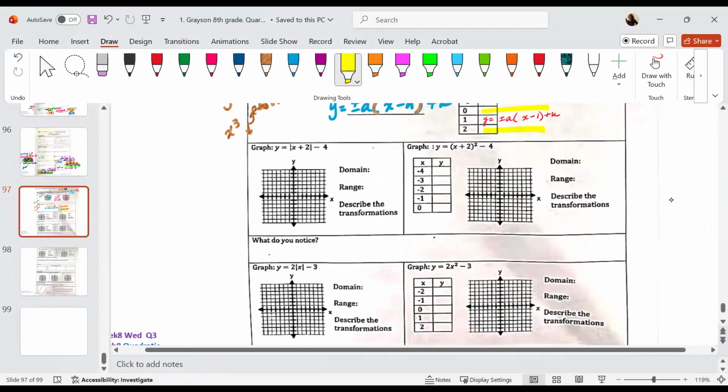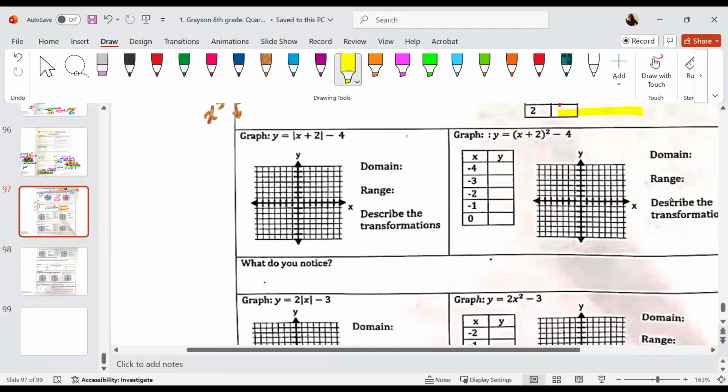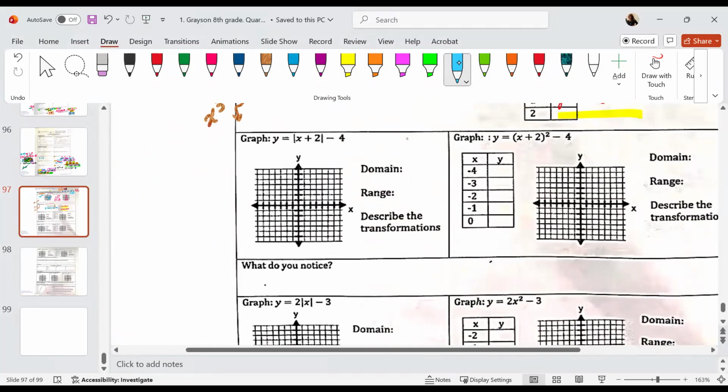All right, I want to go over this part right here. So I'm going to have you stop whatever you're doing. Let's take a look over here. First one, this is going to be down 4.